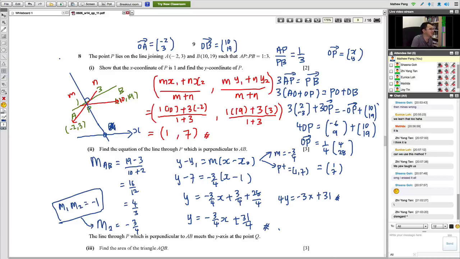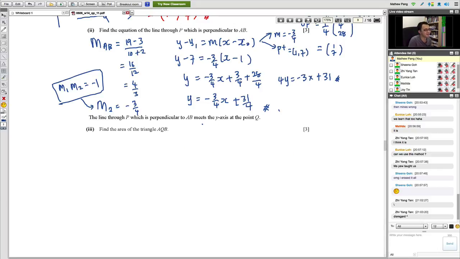Okay, I need to draw a y-axis here. This line will meet the y-axis at Q. So every point on the y-axis, x will equal 0, right? So you must get this information for this equation. Whenever you see "meet the y-axis", x equals 0. So when x equals 0, I will use this equation. It's the same thing.